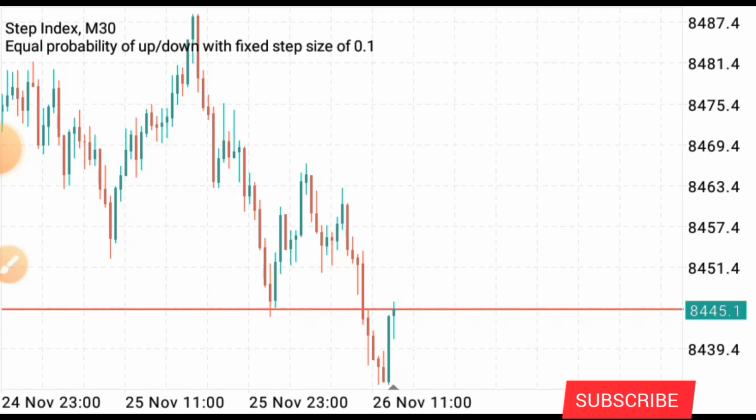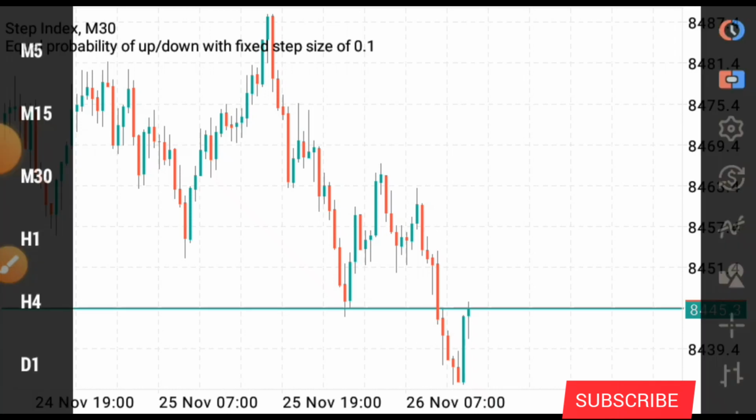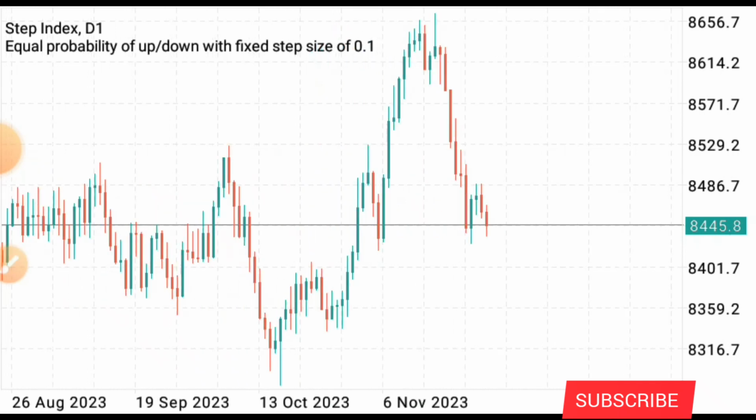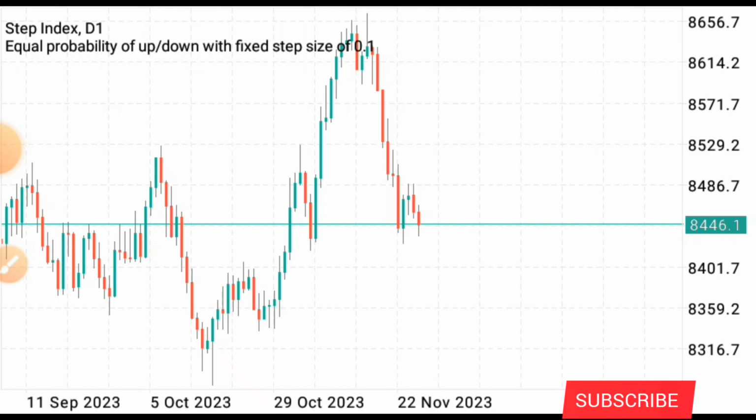In today's video, I'll be showing you guys how I personally do my analysis before taking an entry. Alright, so here as you can see, this is Step Index. Alright, so how I do my analysis, first of all, I go to the daily time frame. The reason why I go to the daily time frame is because I want to know the overall trend of the market and how to go about it.